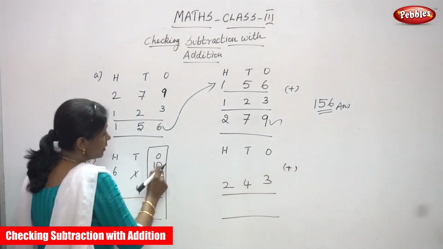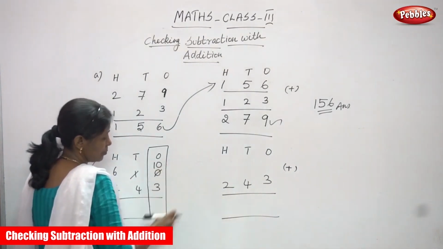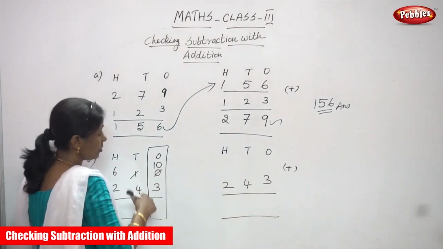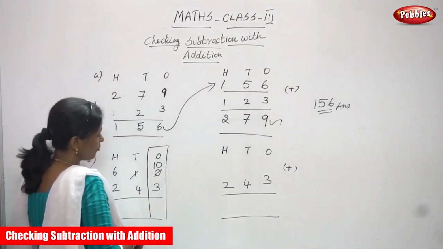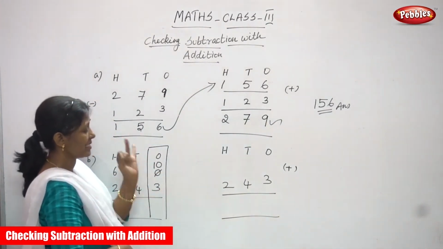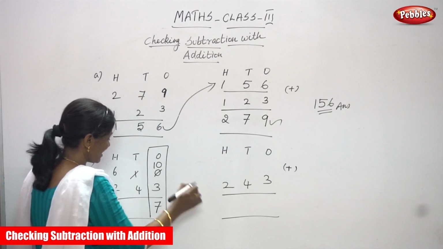So this 0 becomes 10 ones. Now 10 is the greater number and 3 is the smaller number, so there is no problem to subtract. Start doing backward counting after 3: 4, 5, 6, 7, 8, 9, 10. That is 7. You have to write 7.